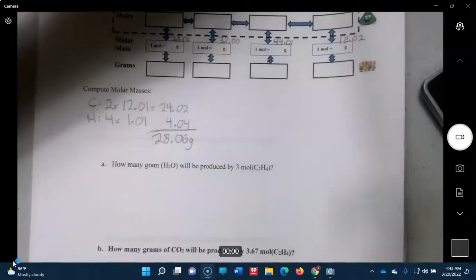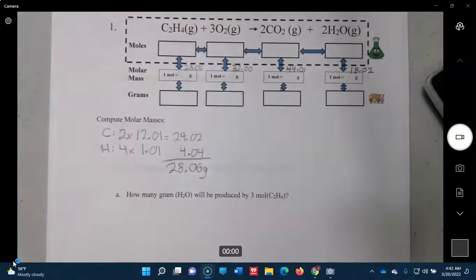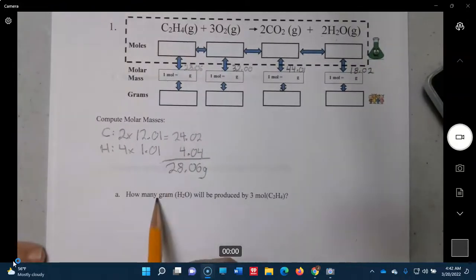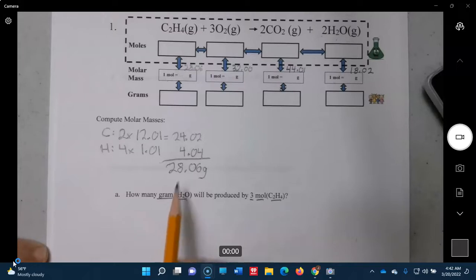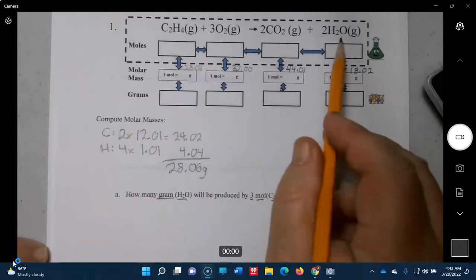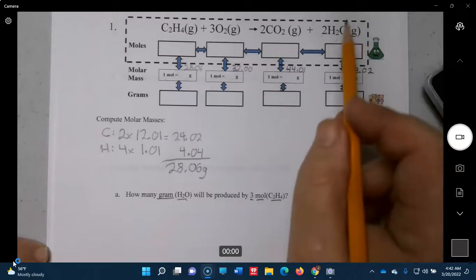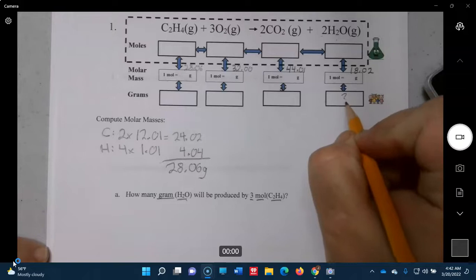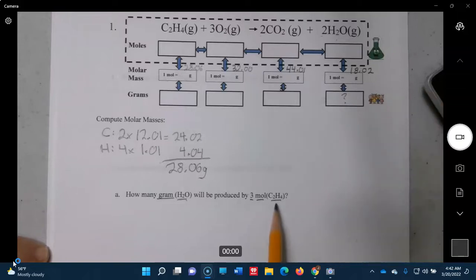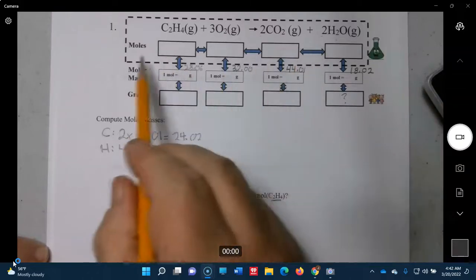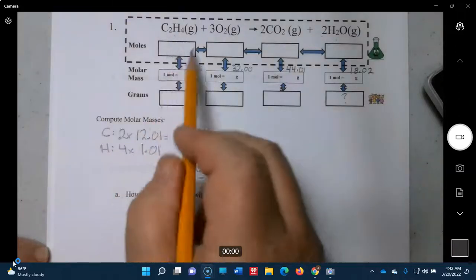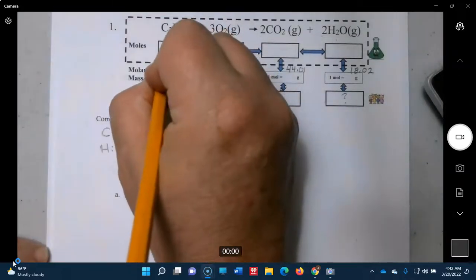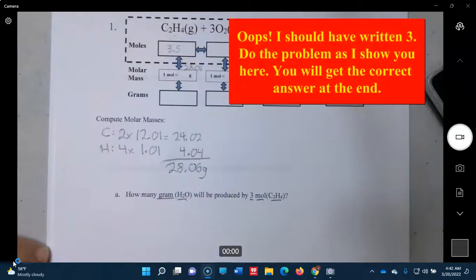The first question here is: how many grams of H2O will be produced by 3.5 moles of C2H4? So you find grams. Grams is in the grams row, and it's H2O, so it's going to be right here where H2O and grams intersect. That's going to be the question mark. That's what you're looking for. 3.5 moles C2H4, so that's the moles row up here. C2H4 is here, so they intersect right there. That's where the 3.5 is going to go.